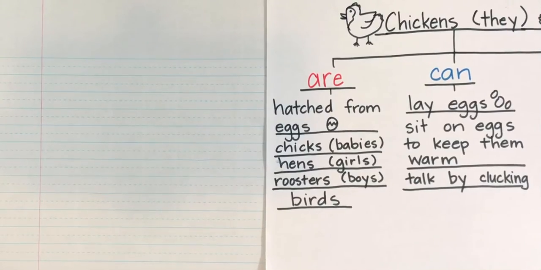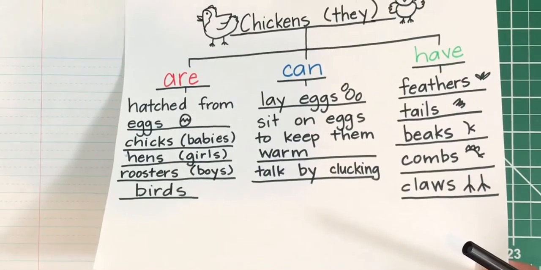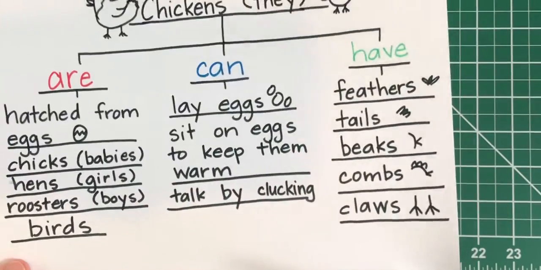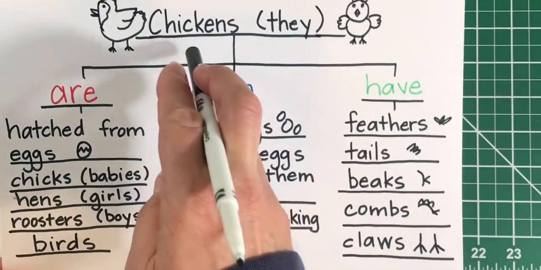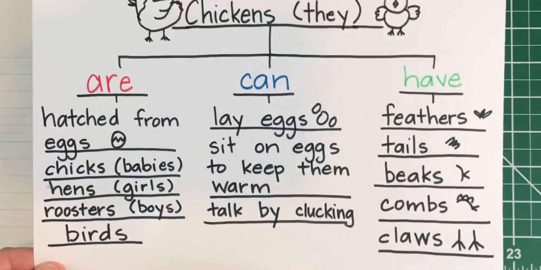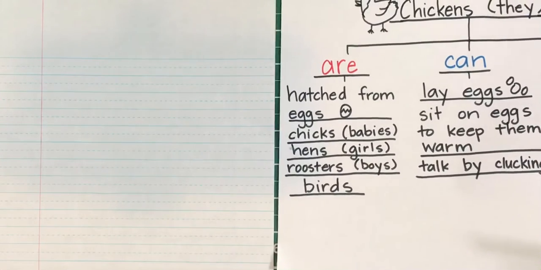Now that I've learned about chickens and I've made my tree map to help me write about chickens, I want to write at least 3 sentences. I want to say something about what chickens are, what chickens can do, and what chickens have. I don't even have to use this tree map. I can just think from my head, or I can use the tree map to help me.